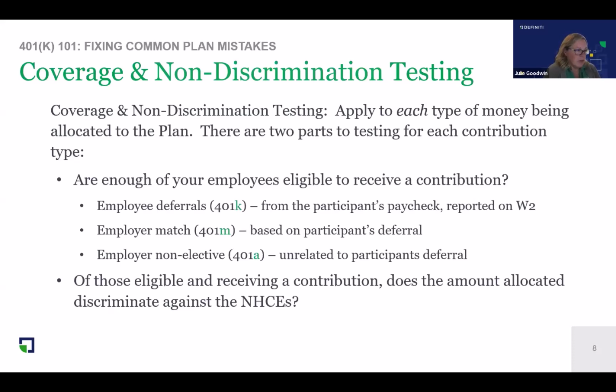401k is salary deferral. If you see something that references a 401m, that is an employer match contribution that would be based on the deferral, or a non-elective, which is a 401a contribution unrelated to a participant's deferral. Think profit sharing, safe harbor, non-elective. Again, of those eligible and receiving a contribution, does the amount allocated then discriminate against the non-highlies? This is where we're going to fall into the non-discrimination testing.